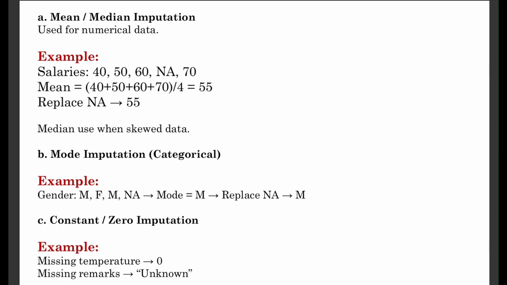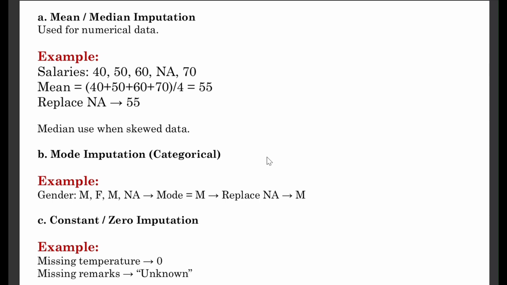Now coming to method 4, constant or zero imputation. Replace missing values with a fixed constant, often 0 or a placeholder like unknown. Useful for count data where 0 is a meaningful value or text fields where unknown is an acceptable placeholder. Here we can see the examples as I have mentioned before.